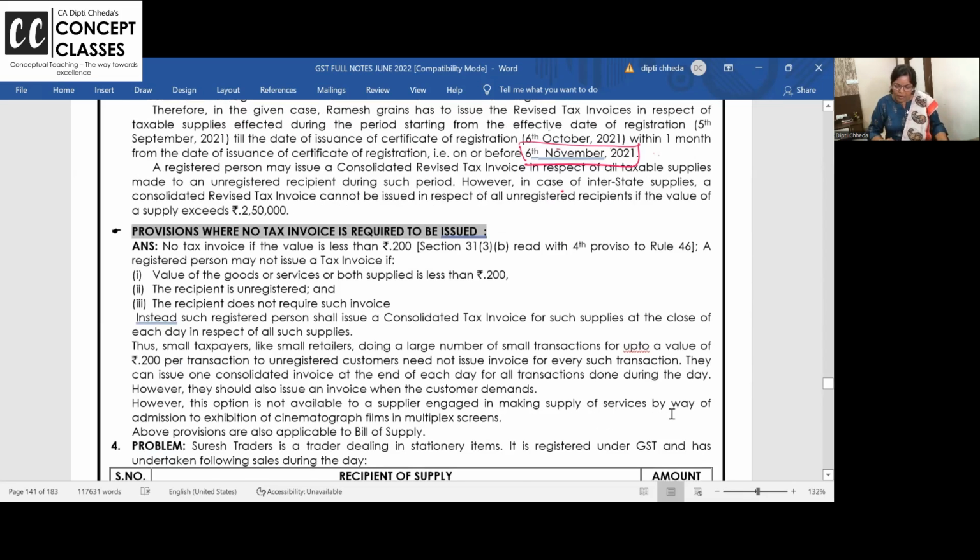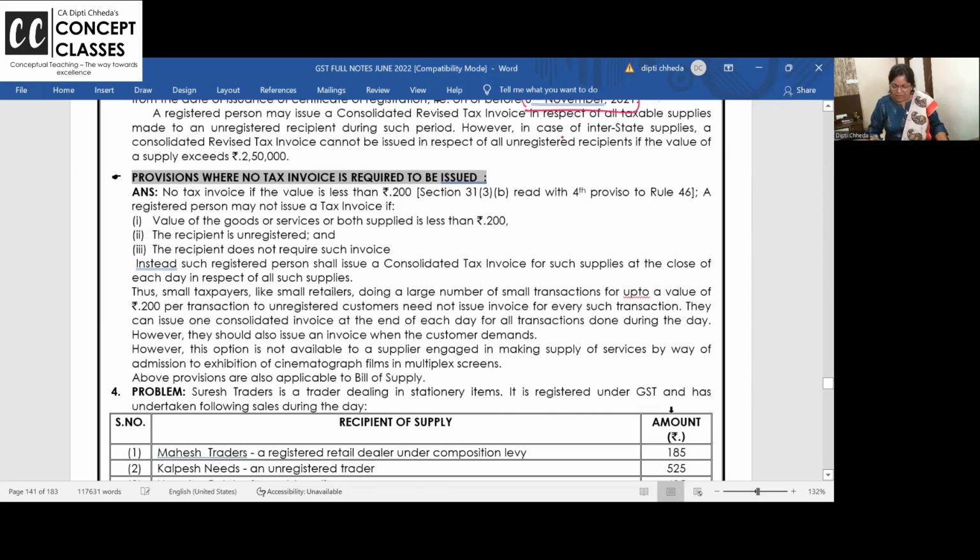Provisions wherein no invoice is required. Tax invoice की जरूरत ही नहीं है. We are still in the topic called as tax invoice. No tax invoice is required if the value of the goods which you have supplied is less than 200 rupees, if the recipient is unregistered, if the recipient does not require invoice. So simple, and can't say how many times they have asked this question in the past exam. All past exam questions, important RTP questions are covered in this.